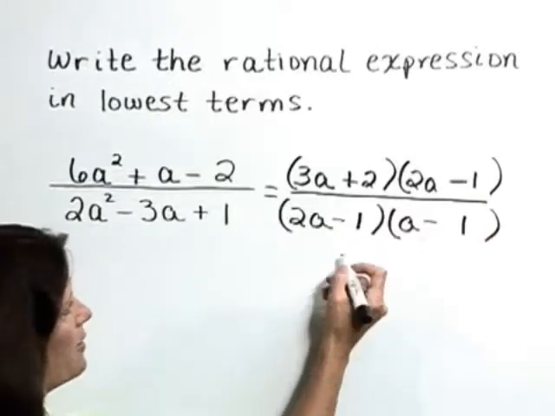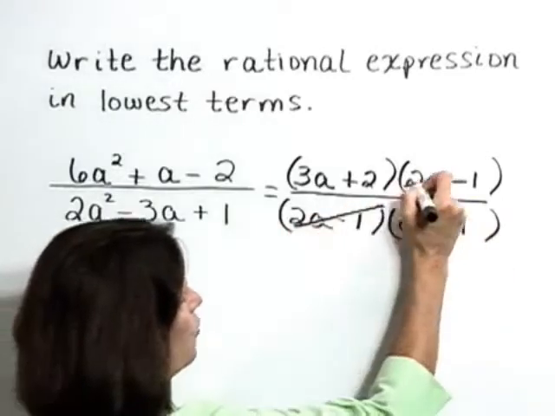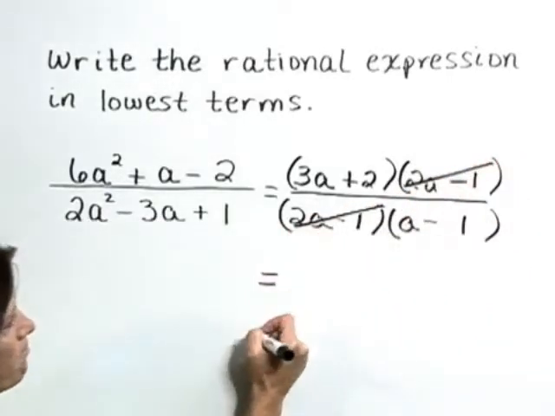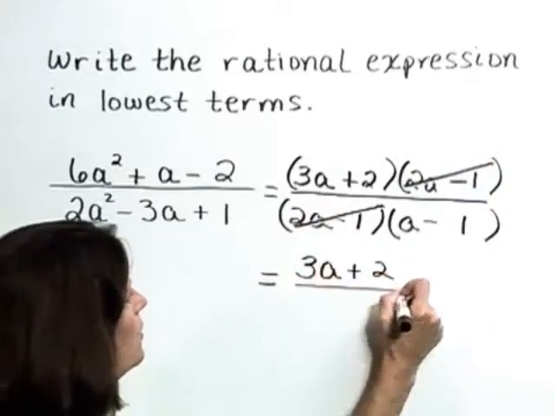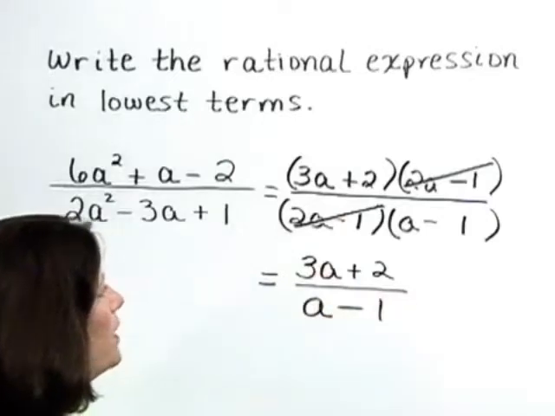Now we can cancel our common factors, 2a minus 1 in both the numerator and denominator. That gives us a result of 3a plus 2 over a minus 1 in reduced form.